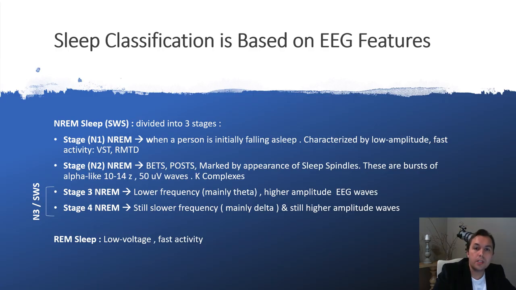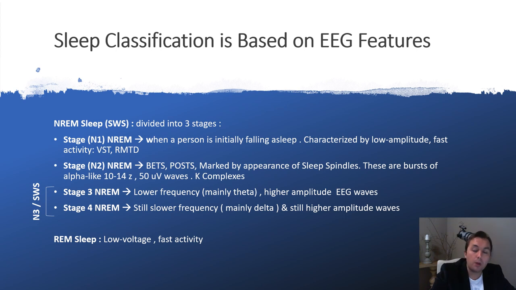Non-REM slow wave sleep is divided into three stages. Stages 3 and 4 are now collectively known as N3 sleep. Stage 1 non-REM is noted when a person initially falls asleep. It is characterized by low amplitude fast background activity with vertex sharp transients, as well as RMTD, which is short for rhythmical mid-temporal theta discharges.